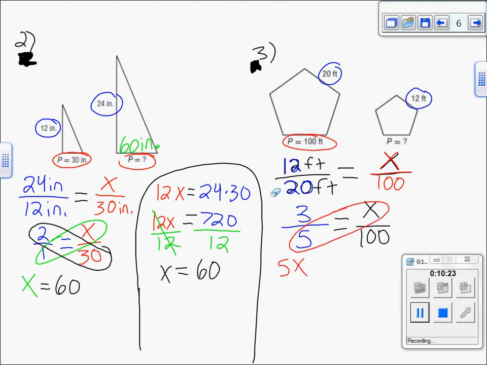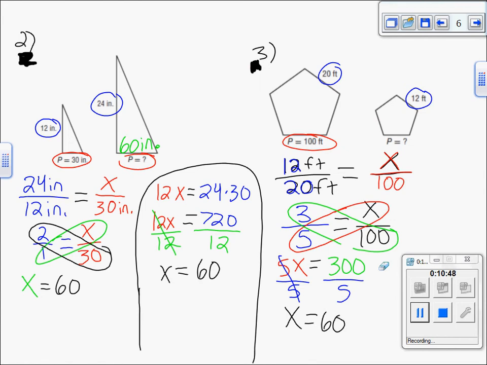So now cross product property. 5 times x is 5x. 3 times 100 is 300. And now you just have to be left with getting x by itself. So let's divide both sides by 5 to get rid of it. Divide by 5, divide by 5. You end up with x equals, well, we know 5 goes into 30 6 times, so let's add a 0 to that, so 60 times. So that tells you x equals 60.